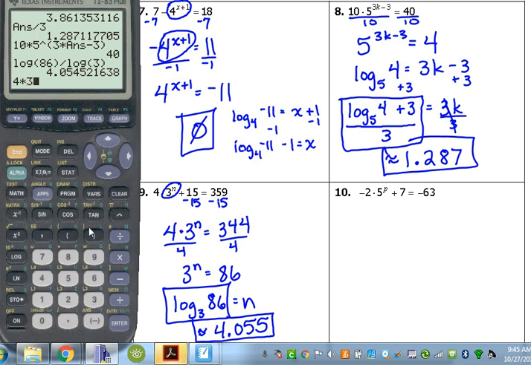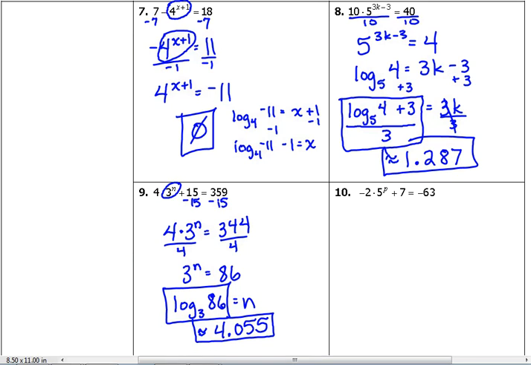Check it. 4 times 3 to the answer plus 15. Notice I don't need any parentheses on this one because the variable is by itself in the exponent, so I can just put the answer there. I don't need any parentheses or anything because plus 15 is not inside that exponent. Okay, let's do one more.